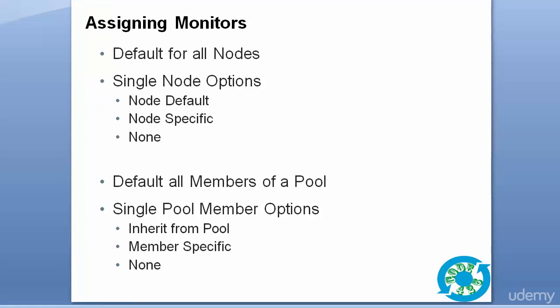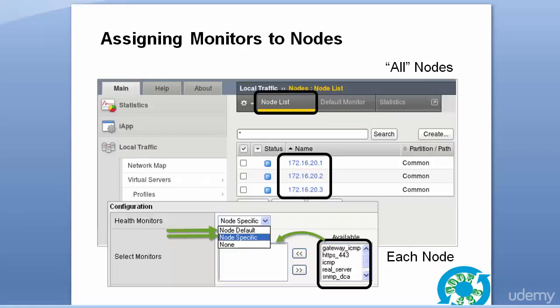There are 4 ways to add monitors. Assign to all nodes. It is the most common, but the least effective. Assign to individual nodes. This is rare. Assign to a pool and all members of the pool. This is most common as well. Assign to an individual pool member. This is rare. We will do this in an upcoming lab.